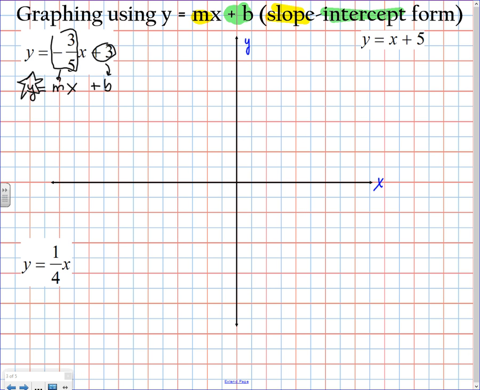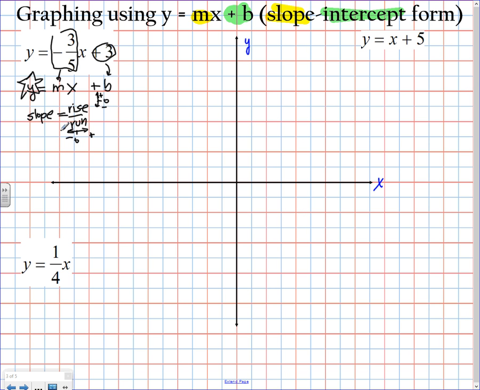Now very, very important, m is the slope, and the definition of slope is rise over run. Basically what that tells you is that m should be a fraction. If it's not a fraction, you make it a fraction. The rise is going to move you up or down. If it's positive, you go up. If it's negative, you go down. If it's zero, you stay here. The run moves you sideways. Positive, you go to the right. If the number is negative, you go to the left. If the number is zero, you stay there.